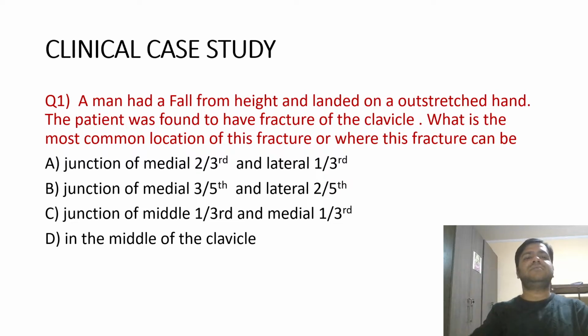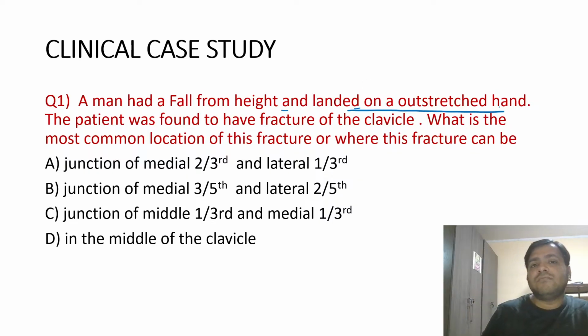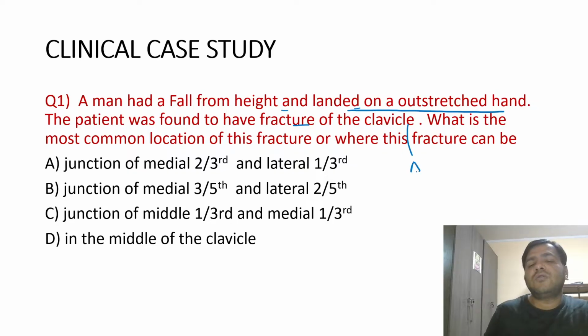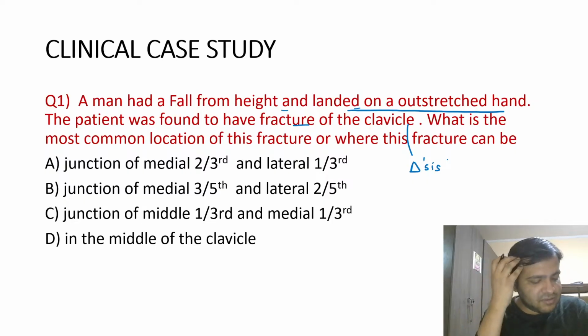One of the clinical case studies: a man had a fall from a height and landed on an outstretched hand. The most common reason for clavicular fracture is landing on an outstretched hand. The patient was found to have a fracture. In the question only, they have given the diagnosis. This triangle in SIS is basically the symbol for diagnosis. What is the most common location of this fracture?